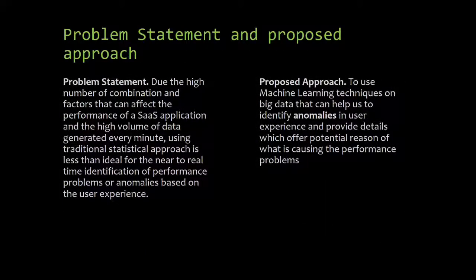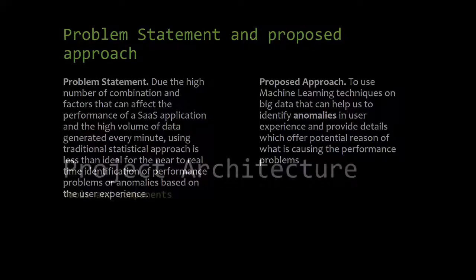Summarizing the problem and what is proposed. Problem statement. Due to the high number of combinations of factors that can affect the performance of a SaaS application and the high volume of data generated every minute, the use of a traditional statistical approach is less than ideal for near real-time identification of performance problems or anomalies based on user experience. Proposed approach. To use machine learning techniques on big data that can help us to identify anomalies in user experience and provide detail which offers potential reasons of what is causing the performance problems.